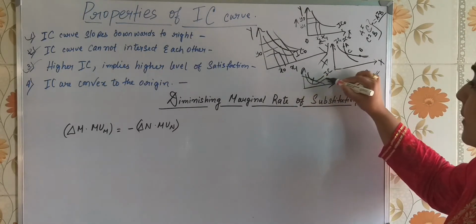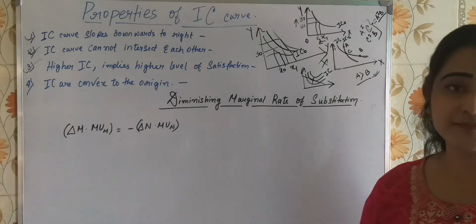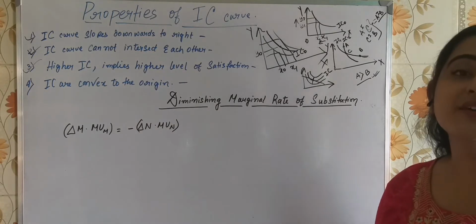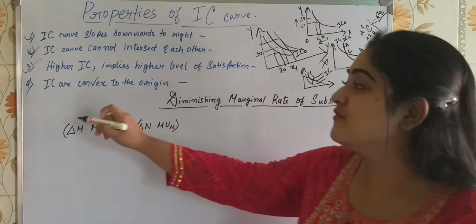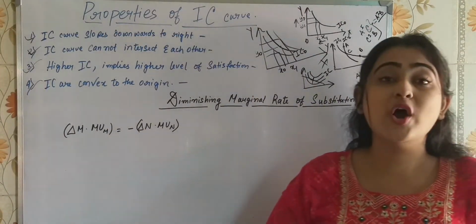An IC curve below the budget constraint is not the optimal point. An IC curve above the budget constraint cannot be afforded, so it is not the optimal point. So the IC curve which is tangent to the budget constraint is the optimal point. The last and very important one is the IC curve. ICs are convex to the origin.